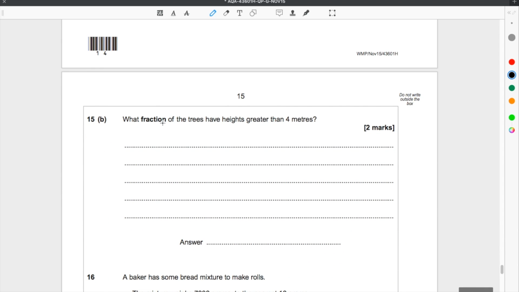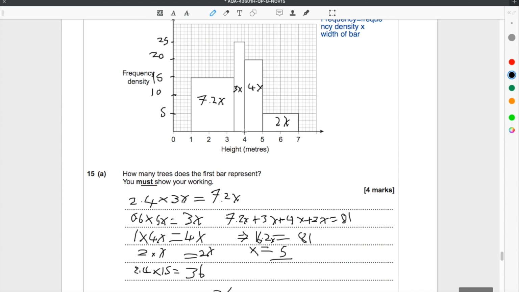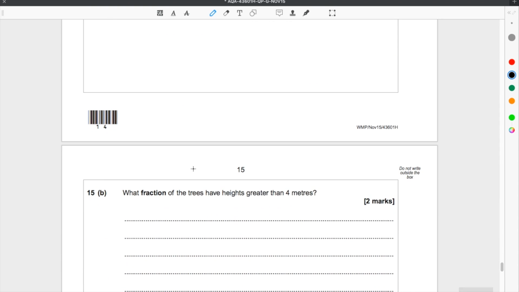Now for part B, what fraction of the trees have heights greater than 4 metres? Well, greater than 4 metres, we're looking at anything to the right of this. This bar represents 4x. We said x was 5, so this bar is 20. This bar is 2x, and x is 5, so this bar is 10. So 20 plus 10 gives us 30.